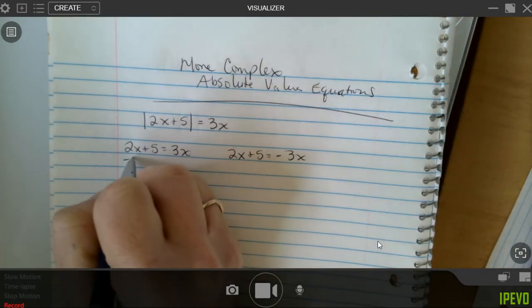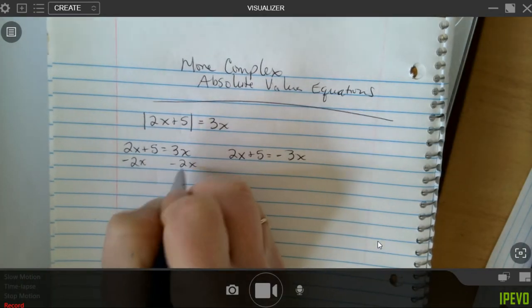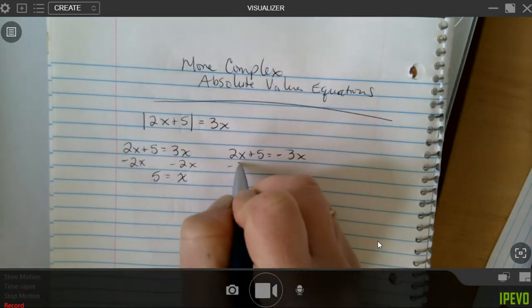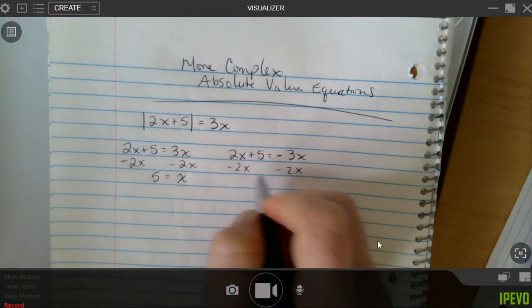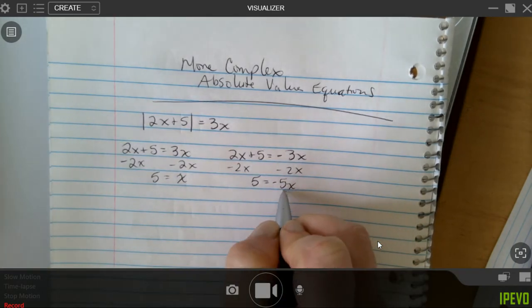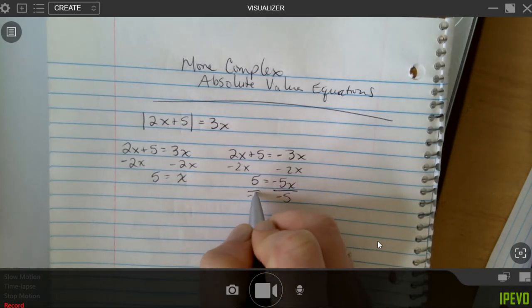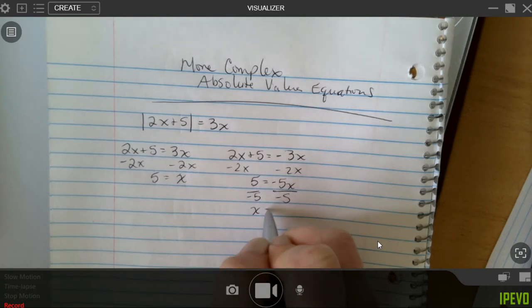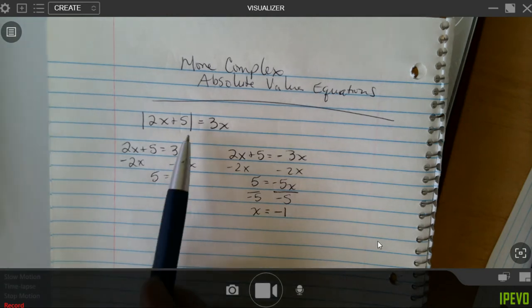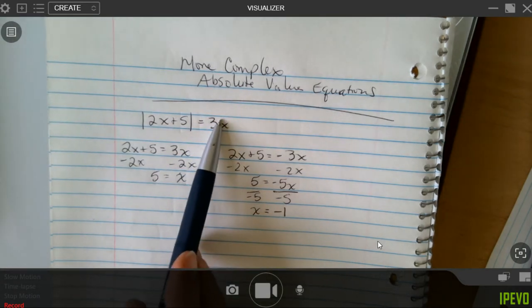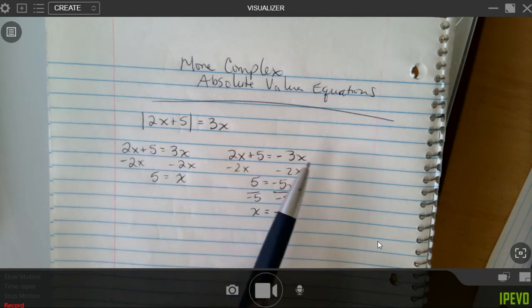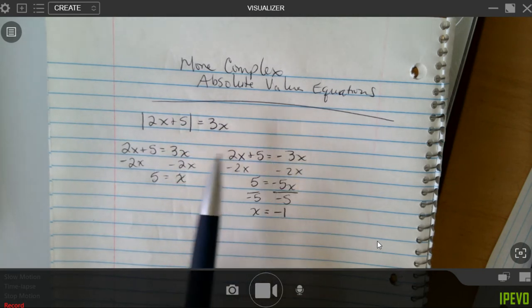Now we solve for x. Subtract 2x: 5 equals x. Subtract 2x: 5 equals negative 5x. Divide by negative 5, divide by negative 5. x equals negative 1. So first scenario, don't let that x out there scare you away. It's the same as before. You write one with the positive, one with the negative, and you solve.